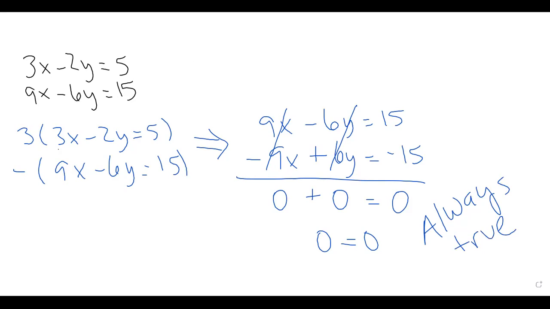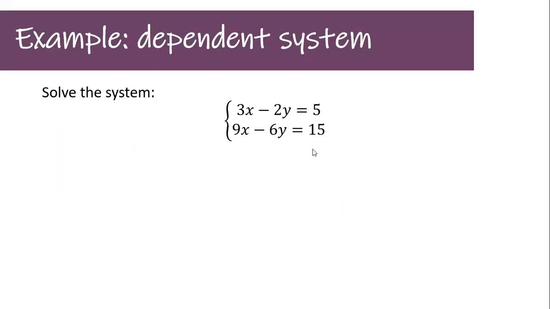It doesn't have to come out to be 0 equals 0 either. That's an important note to make. It could come out to be something like 1 equals 1 or 22 equals 22. As long as it's an always true number equals number situation, you're going to end up with a dependent system.